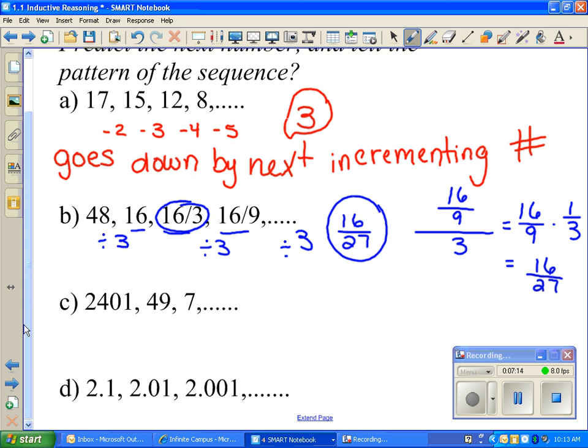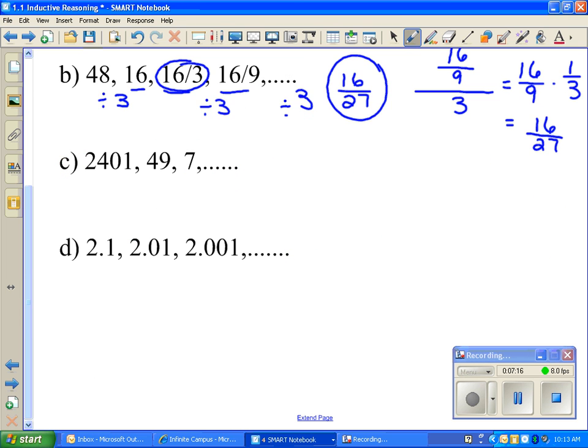Thanks. All right. So on C, you think it's a square root? What makes you think that? Okay, 7 times 7 is 49. Very good. And 49 times 49 is 2,401. So you went backwards. Did you see how you thought that up? How you figured it out? You started from the last number given. And 7 times 7 is 49. Let's check. 49 times 49 is that.